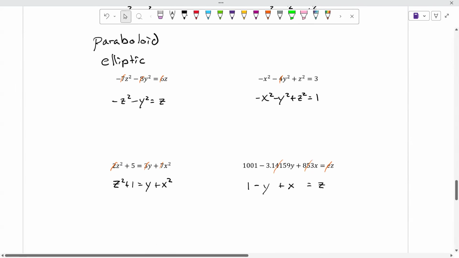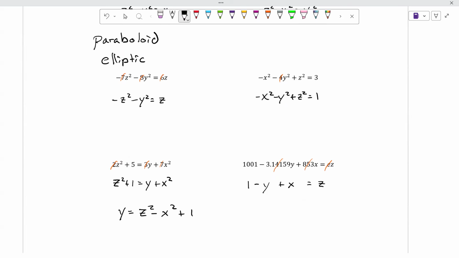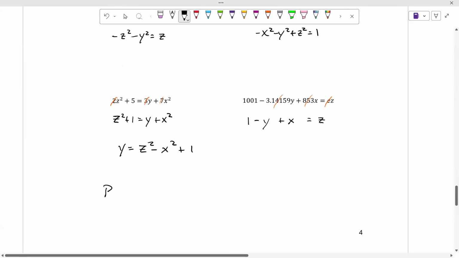Compared to the one that's a couple below it. Wait, where did I put the other one? Yeah, the one that's a few terms below it. Where again, I've got a linear term with two square terms. But now that one, if I rearrange the equation, it's z squared minus x squared plus 1. So while it's still a paraboloid, this one's hyperbolic.